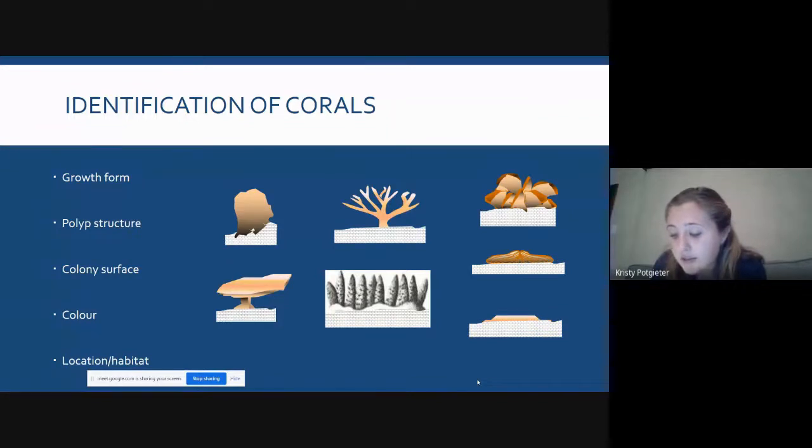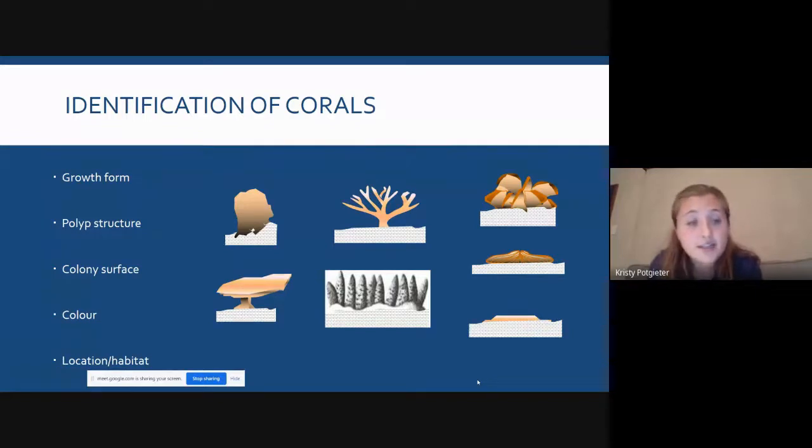Is the coral digitate? So does it look like little fingers poking up out of the substrate? Is it a mushroom coral? Mushroom corals are solitary polyps. They don't form colonies, and they are not attached to the substrate. Or is it encrusting? So is it lying quite flat on the surface of the reef and not really growing up high very much? It's just staying quite low to the ground.